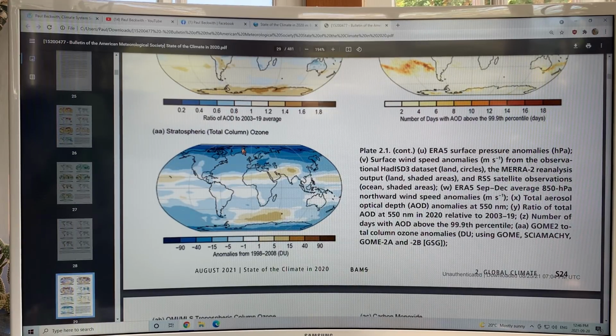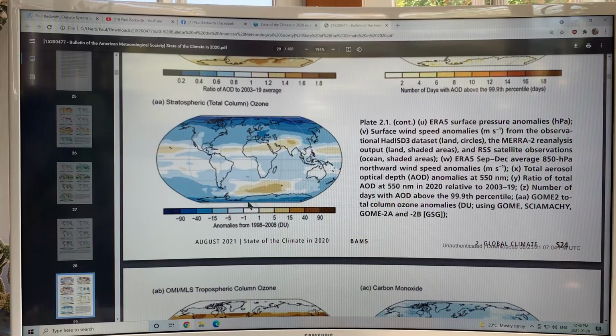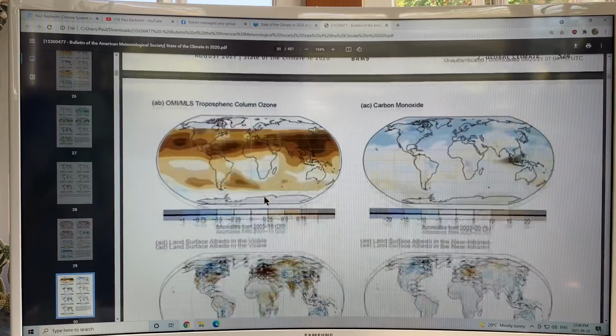Stratospheric total column ozone. So ozone in the stratosphere, you can see, increases in some of these regions, and you could see a negative anomaly over Antarctica and over the Arctic. And the ozone hole was very, very strong in the Arctic in 2020, as you recall, hopefully, from my previous video. And over Antarctica, the ozone hole was significant as well. It's unusual to have it in the Arctic. It's very common, of course, in the Antarctic.